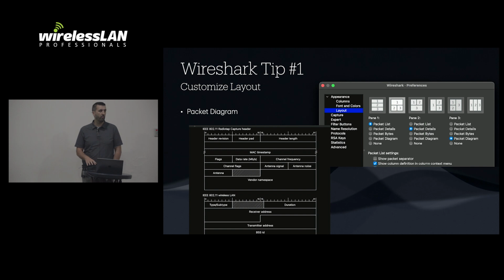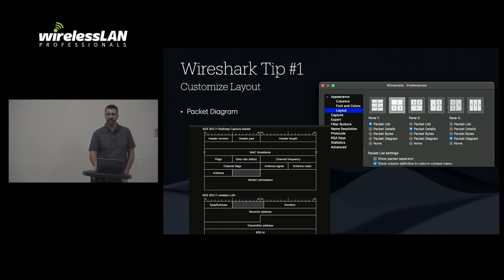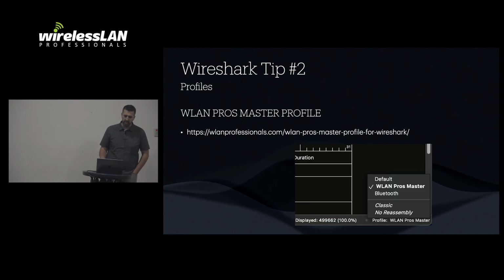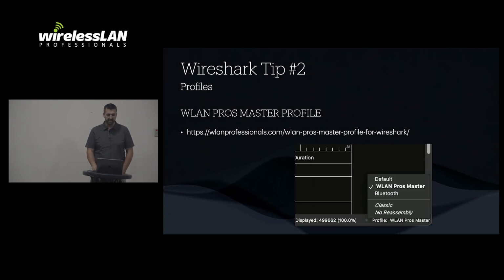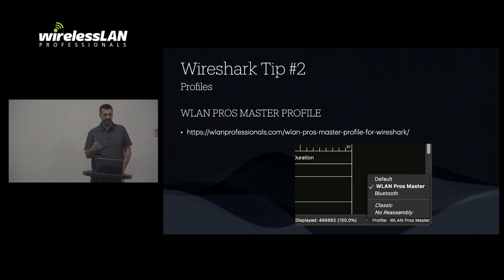So the first tip I have around Wireshark is customizing the layout to add the packet diagram, which is going to give you some visualization of the frames themselves that you're capturing. I think you guys covered this pretty well in the previous presentation, right? You walked through setting up the packet diagram. You'll see what that looks like when I open up Wireshark, but if you haven't configured that, I highly recommend it.